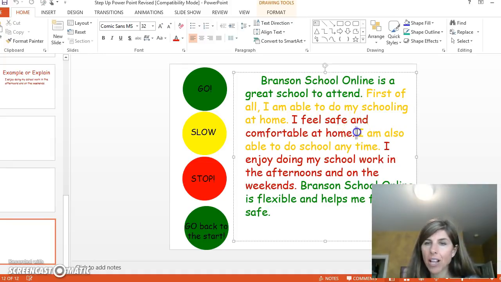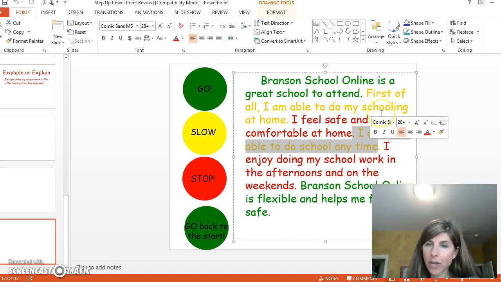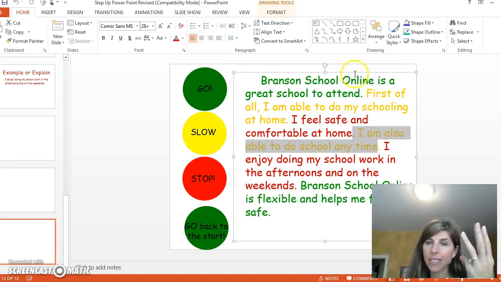Here's your second yellow sentence, okay? Your second yellow sentence is you're slowing down to give another reason, detail, or fact about your topic sentence. You're telling why Branson School is a good place to attend. And the second reason this person wrote was, I am also able to do school at any time.